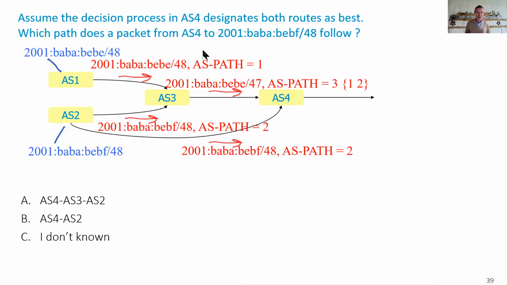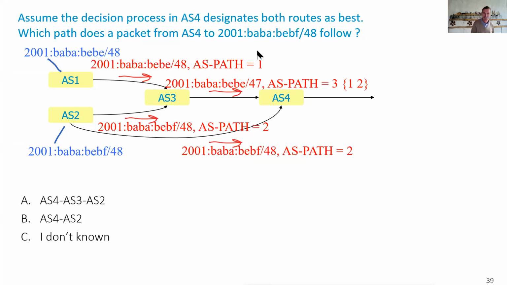So let me repeat. Assume that the decision process here, AS4, has accepted both routes. And in case you didn't hear me because I was muted, both routes are to different prefixes. And even if they overlap, they are treated differently, so we can accept both. Whereas, of course, if two routes would be for exactly the same prefix, that would not be accepted here.